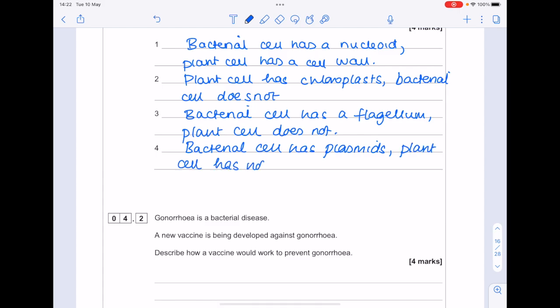You could have also talked about things like the bacterial cell is smaller than the plant cell. The bacterial cell doesn't have mitochondria, the plant cell does. The cell wall of a bacterium is not made out of cellulose.